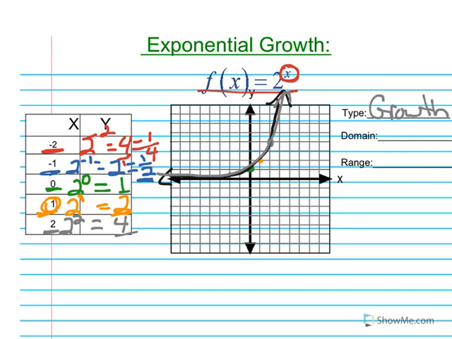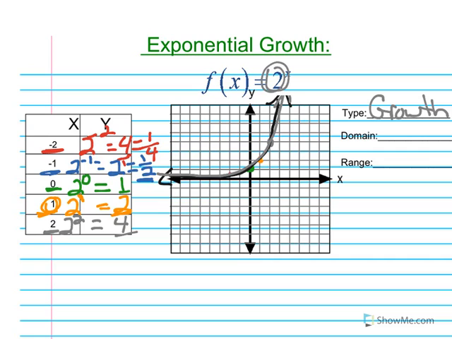Now we could have guessed growth just by looking at the original problem, the equation with the base. If you notice, the base right here is greater than 1. That means it is in fact growth. Now let's not forget domain and range. That has not gone away from August from Unit 1.